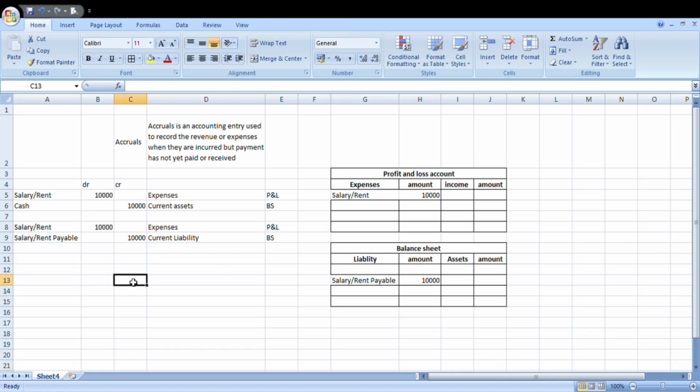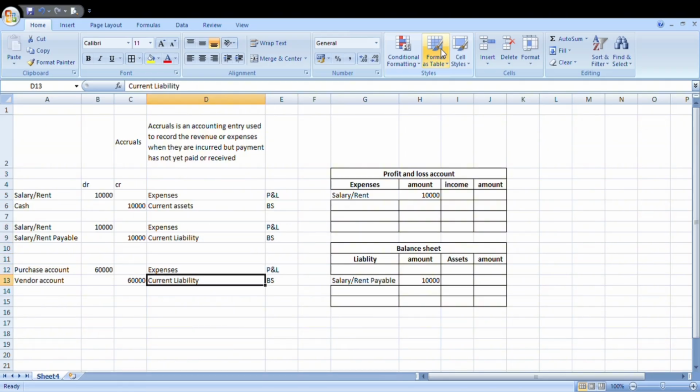Same thing. If we purchase anything, say purchase account debit 60,000, for example if you purchased an iPhone, purchase account debit to vendor account. How much? 60k. This is also the same.